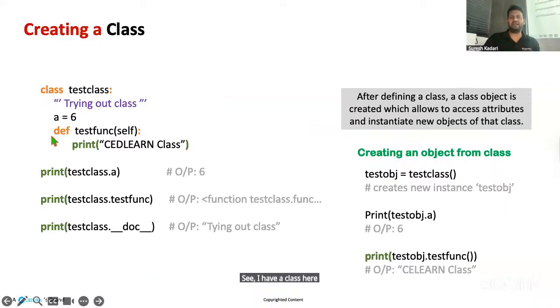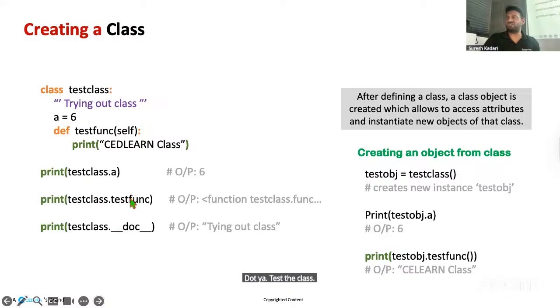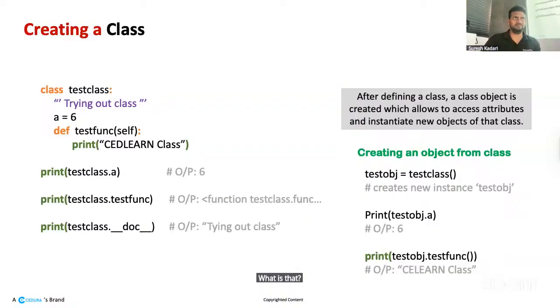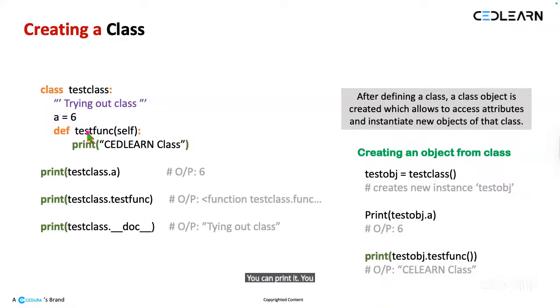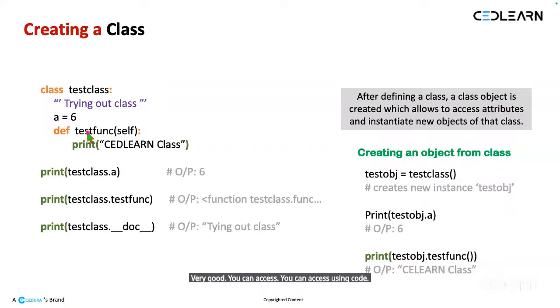See, I have a class here, and the class has its own function. The function inside a class, we call it a method. And I'm saying test class dot a. Test class dot test function. Test class underscore underscore doc underscore underscore. What is that? Very good. Docstring. What is the docstring? A multi-line comment inside a function or a class. Why do I say multi-line? You can print it, you can access it using code. Normal comments, you cannot access.